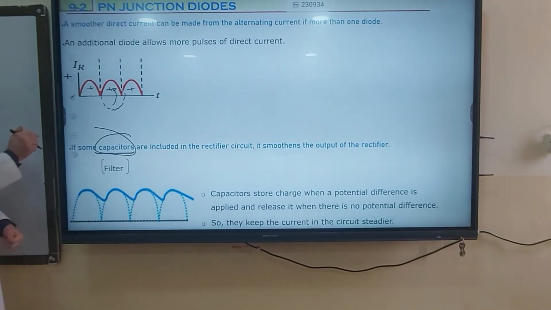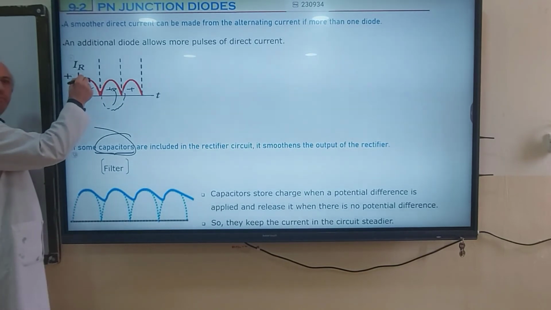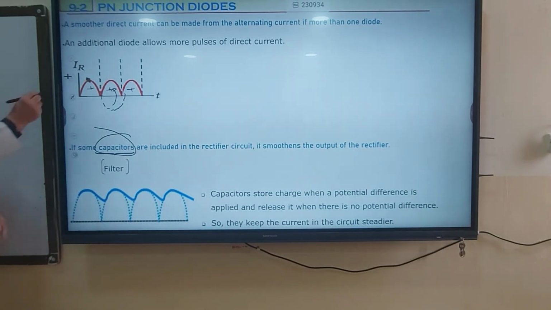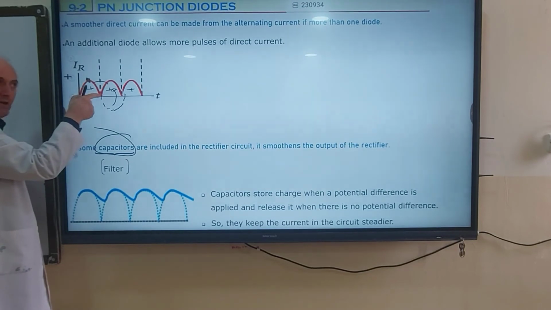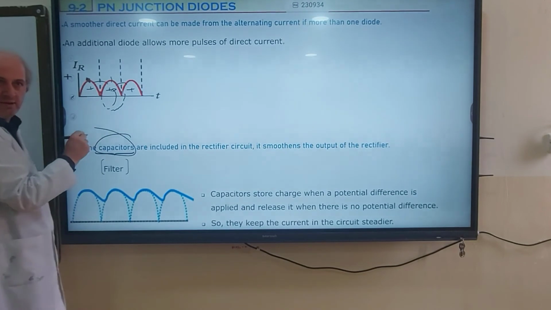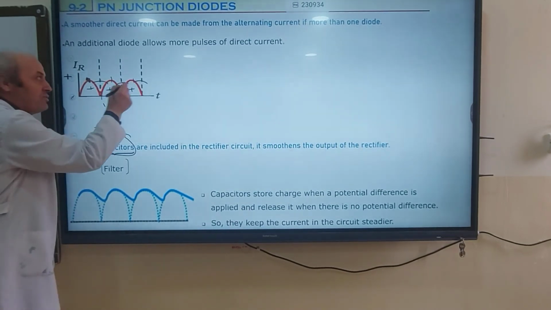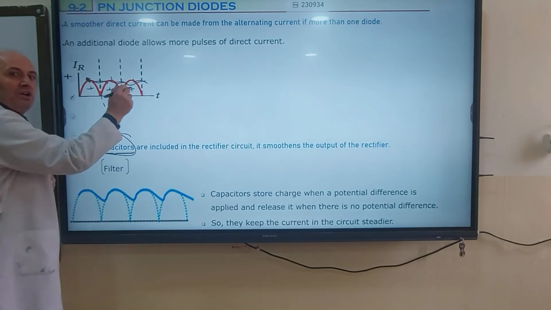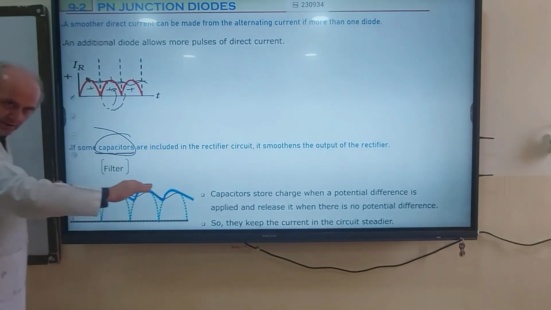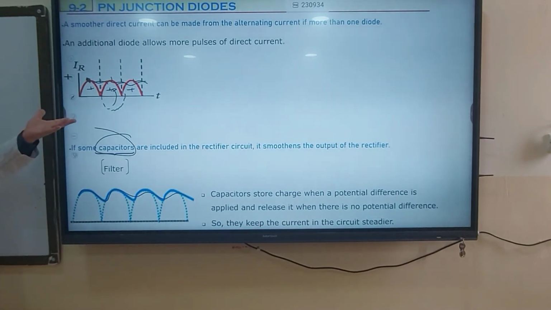Now follow. When electric current is maximum, the capacitor takes the charge and keeps the charge. But later the electric current becomes 0. When electric current becomes 0, this time the capacitor gives this charge back to the circuit and fills this gap. Then when it becomes maximum, it takes charge; when it becomes 0, it gives it. So what happened to the electric current? It never becomes 0. It is not a perfect straight line, but much better than the previous one.